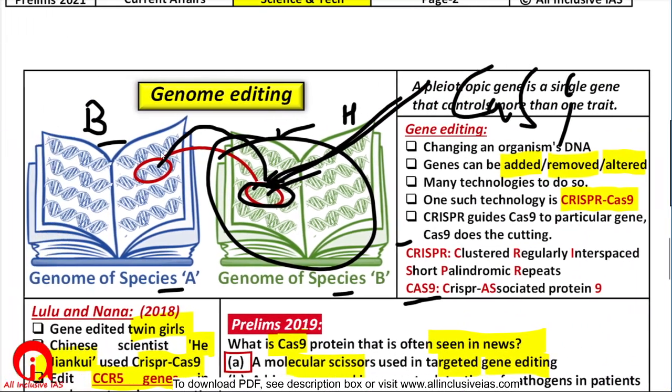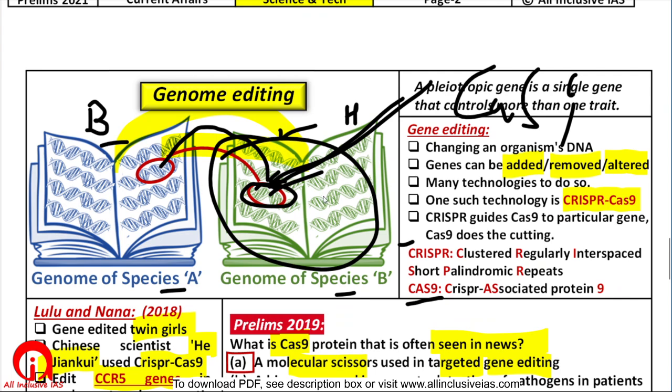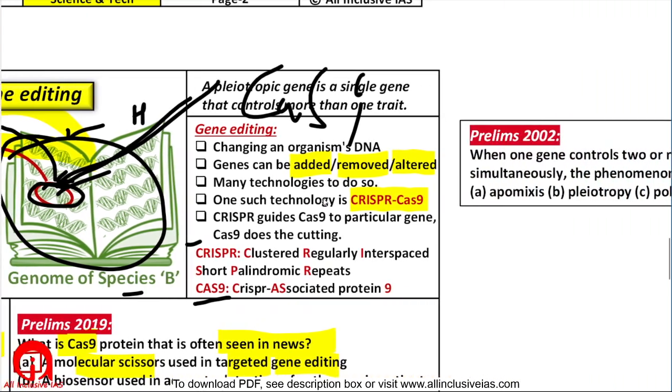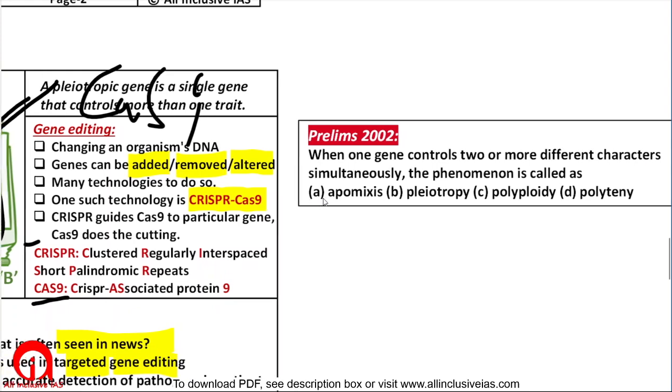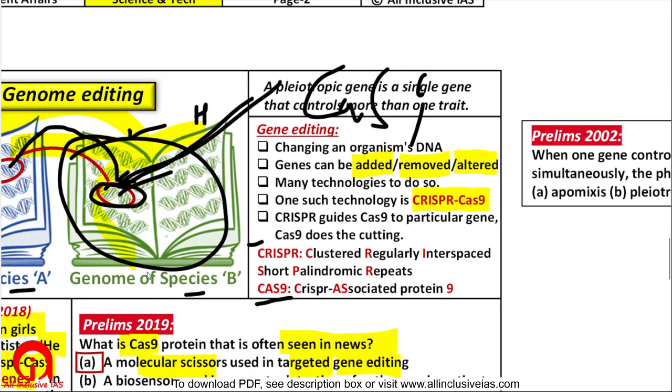Okay, so just remember that genes can be transferred from one species to another species also. All kind of things you can do. See, everything about the human is written in your book. Okay, if you can edit this book, you can literally do anything that you want.